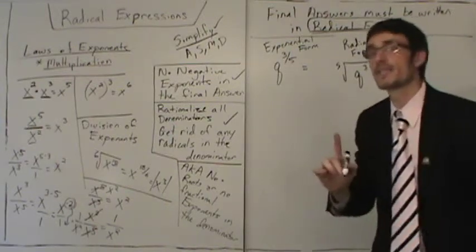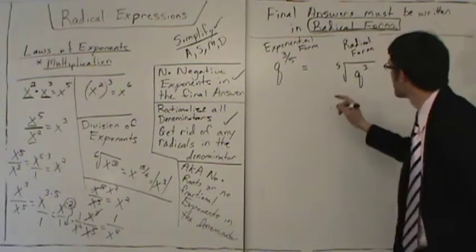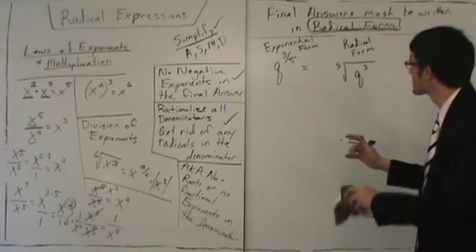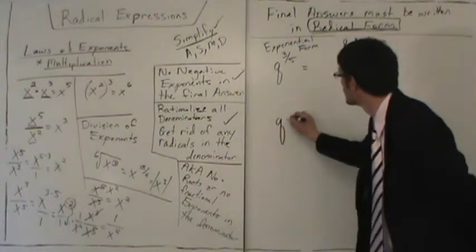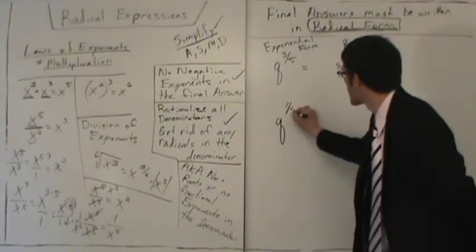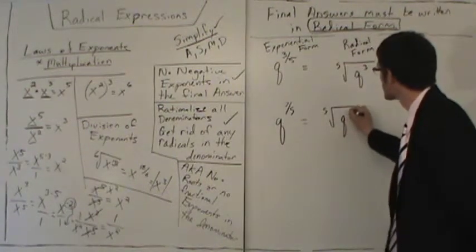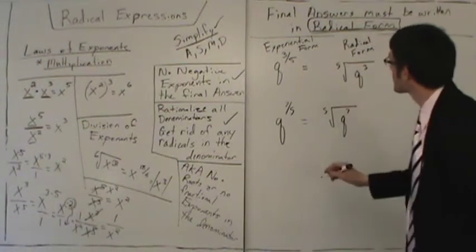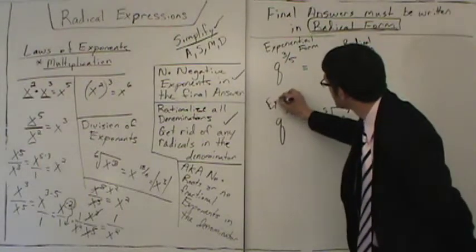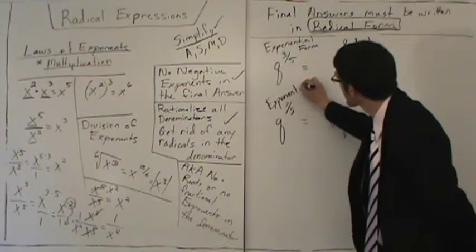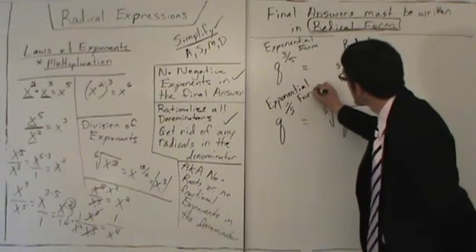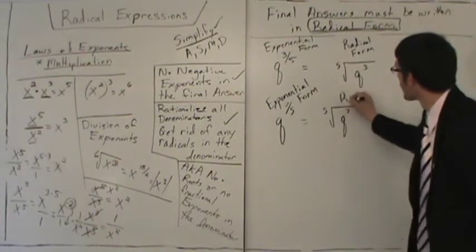Now, let me show you another example, and we're going to illustrate the difference between radical form and simplified radical. So if I write q to the 7/5 power, this is the 5th root of q to the 7th power. So here we have our exponential form, and here we have our radical form.